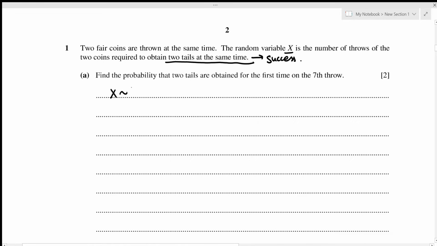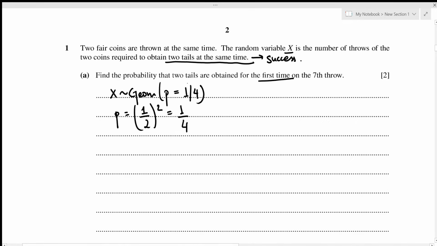So we know that x is a geometric distribution because we're figuring out the probability that the two tails are obtained for the first time on the seventh throw. So that's geometric distribution with the probability p. And the probability p will be the probability of success. In this case, the probability of success is obtaining two tails at the same time. So we know that the probability of obtaining a tail when one coin is thrown is going to be 1 by 2, if this is a fair coin. But we're talking about two coins, so that's just going to be 1 by 2 squared, which will be 1 by 4. So x will follow a geometric distribution with our parameter p equals 1 by 4.